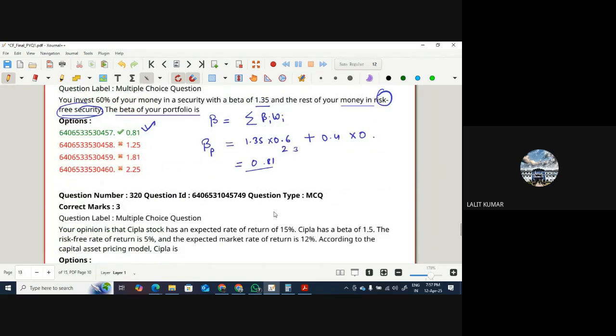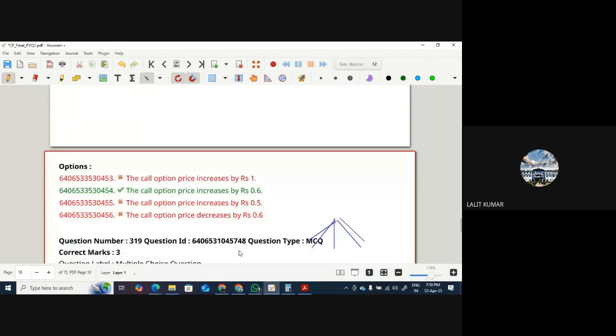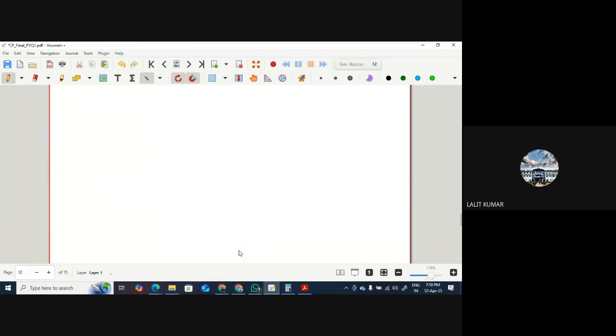So in this question, sir, can we use the CAPM formula here? But they're asking the beta of the portfolio. No. The portfolio is... Okay. Got it.